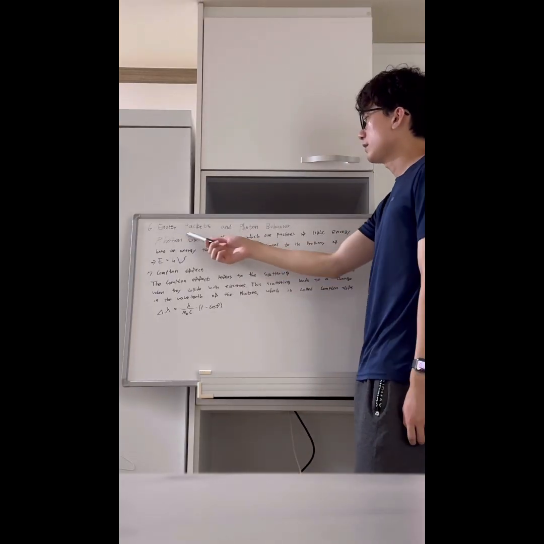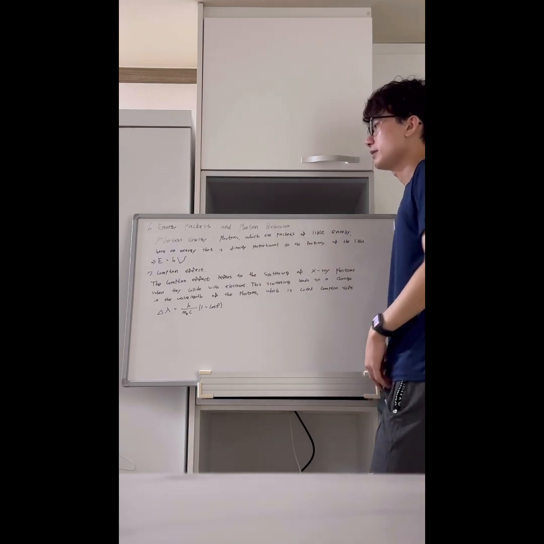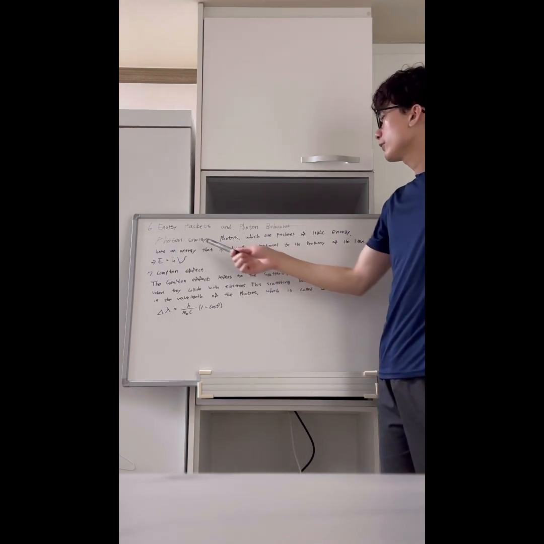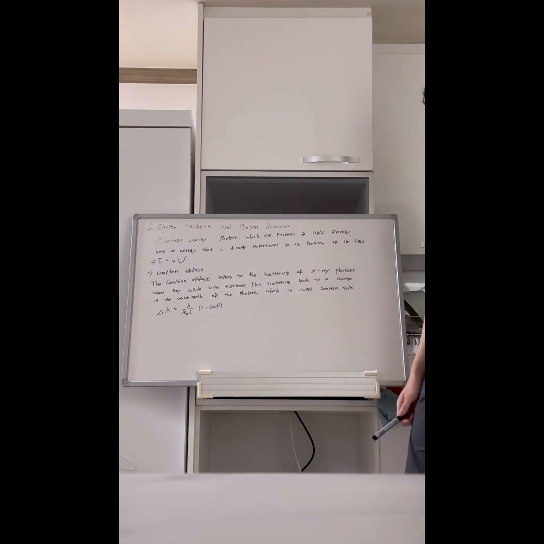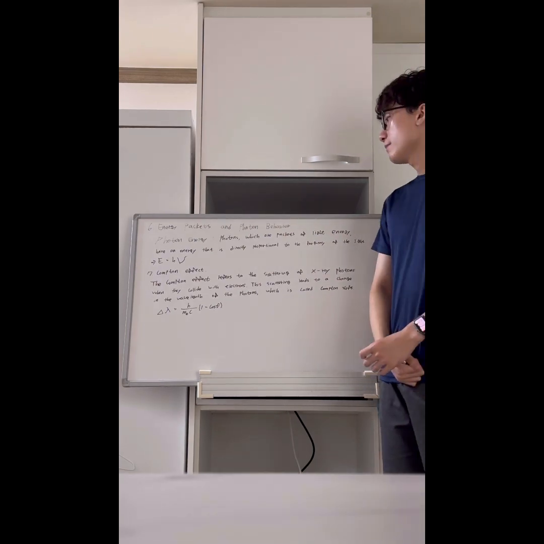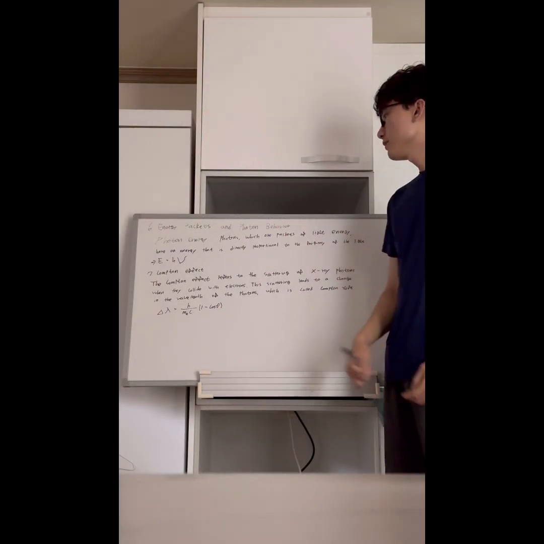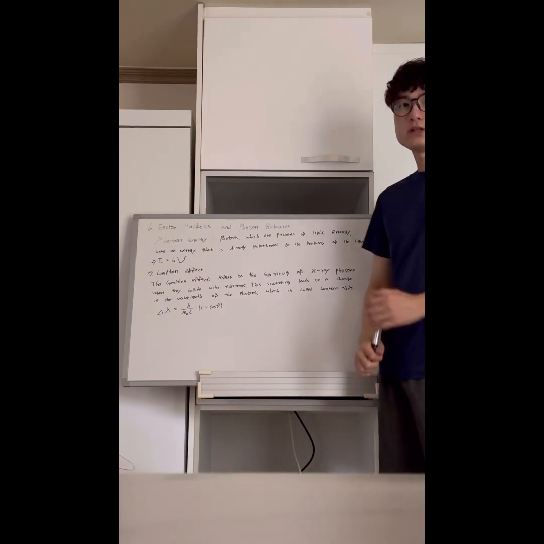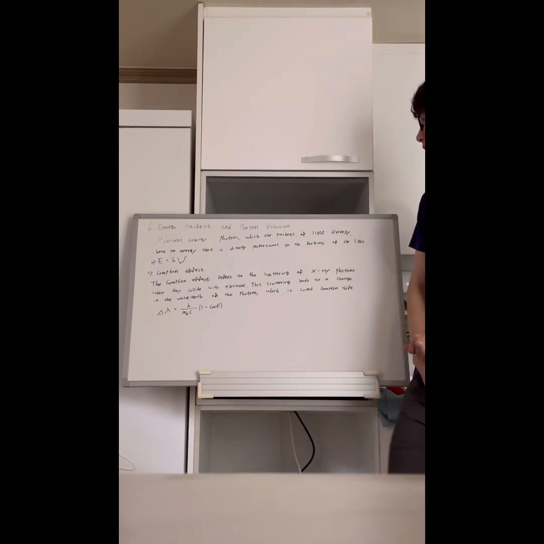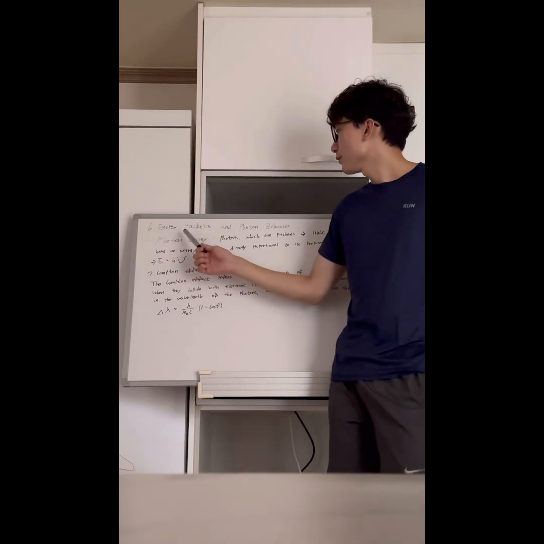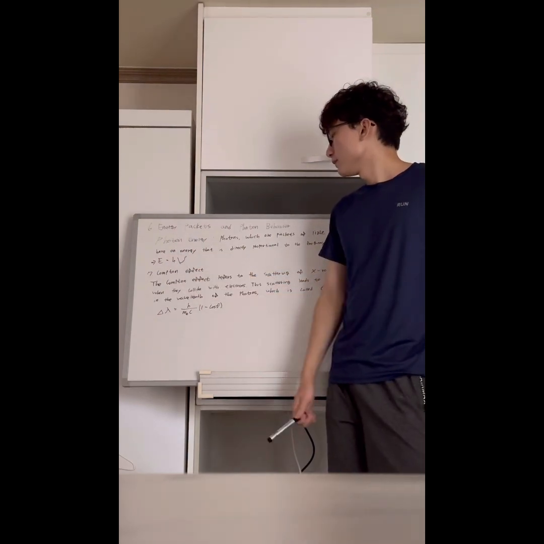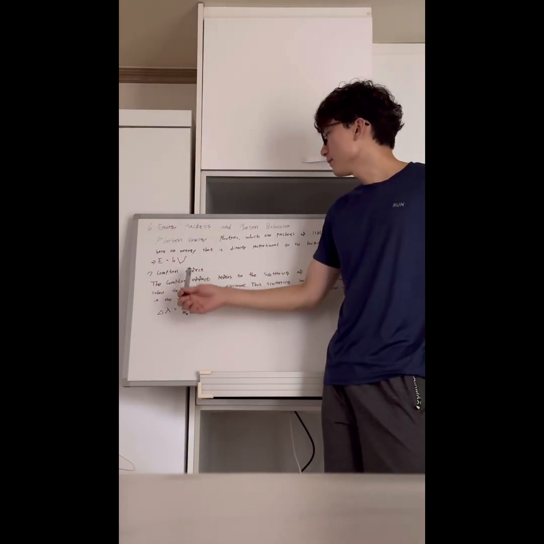Next one is 6, energy package and photon behavior. Photons, which are packages of light energy, have an energy that is directly proportional to the frequency of the light. Photon energy is E = hν.